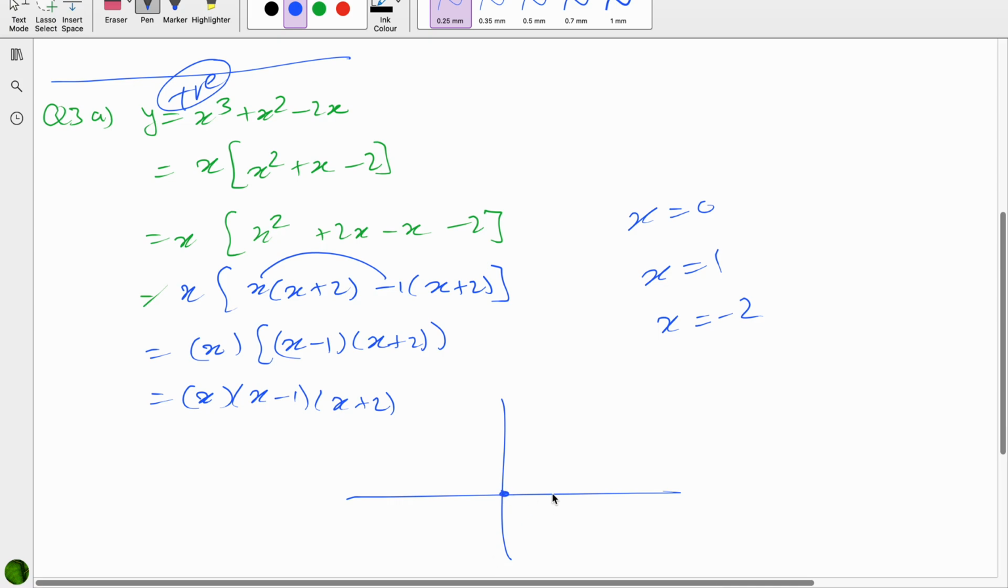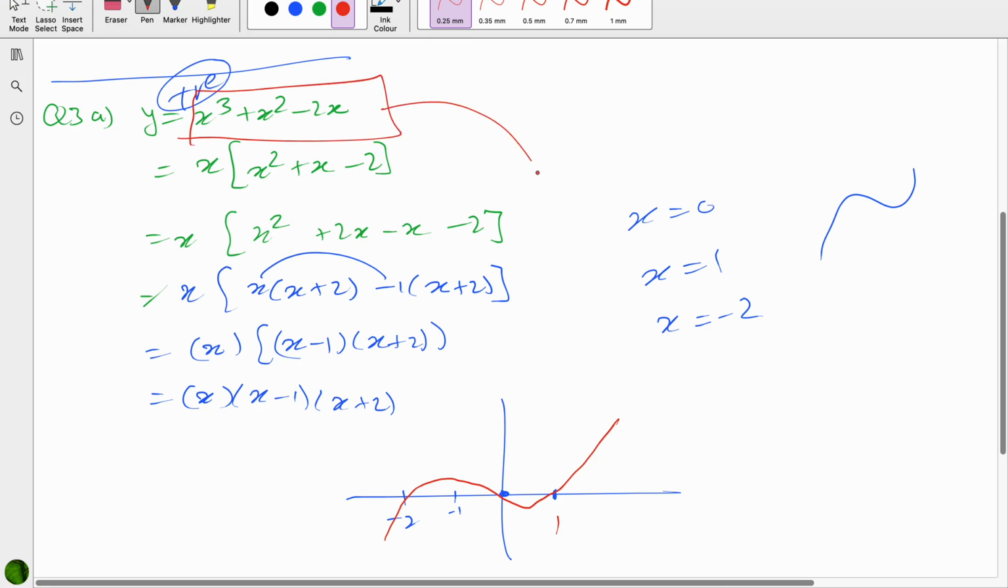So this is 0, this is 1, minus 1, minus 2. So positive x cube would appear like this, crosses at minus 2, 0 and then 1. So keeping that shape, crossing it through the desired points. This is the sketch for x cube plus x square minus 2x.